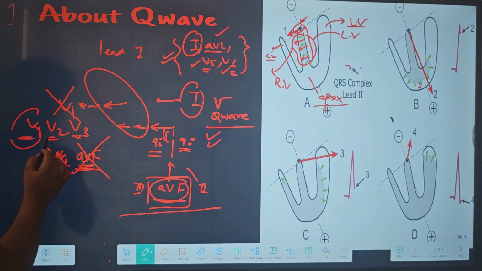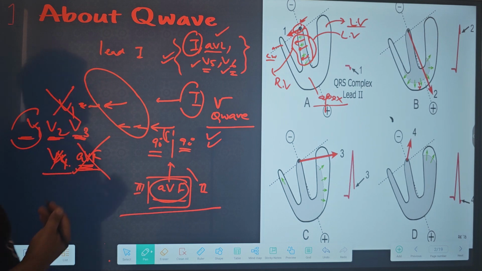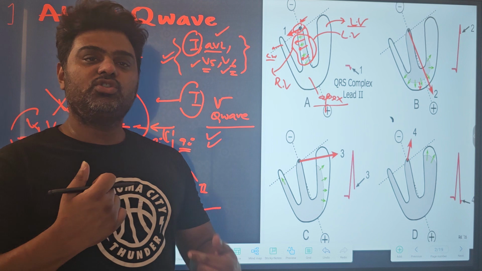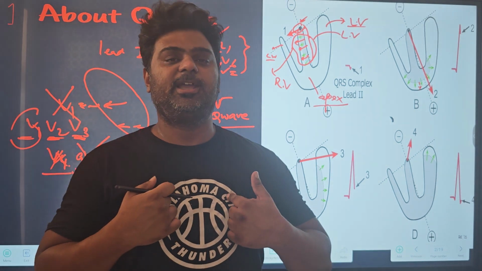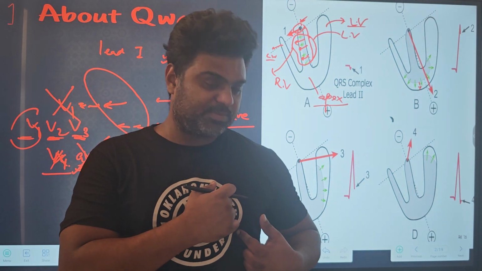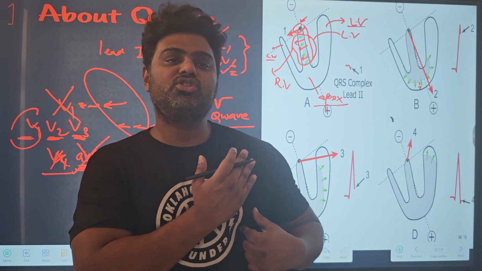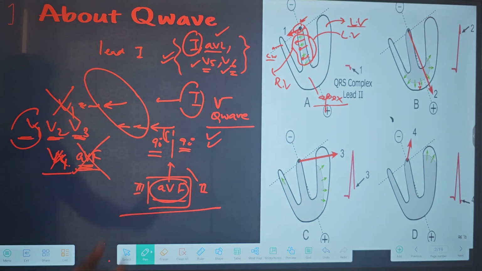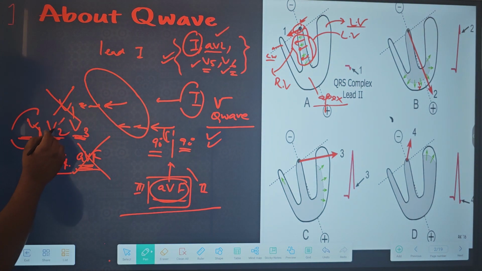Now coming to V2 and V3. V2 and V3 are the anterior leads. V2 is present here and V3 is present here. So they are almost 90 degrees to the septum. Therefore they are also not able to record this septal depolarization, and in V2 and V3 we will not have Q waves.